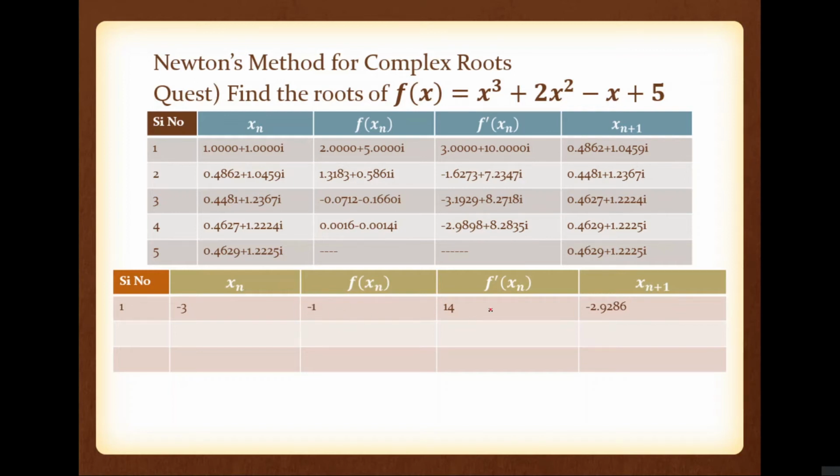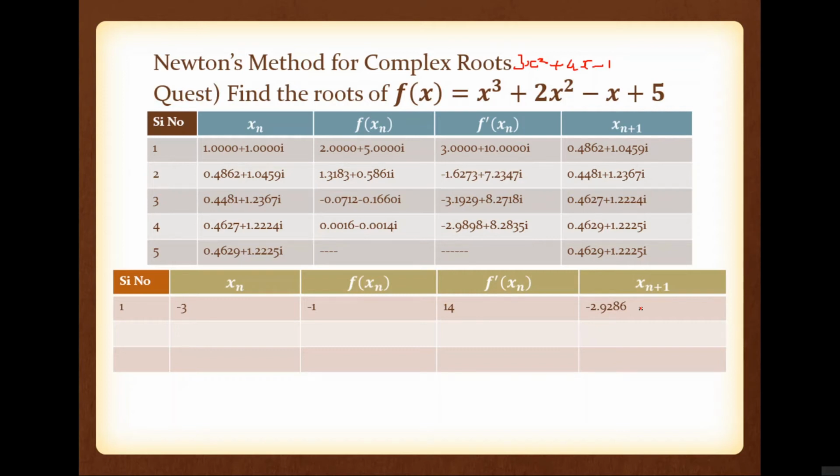And what about f dash of xn? Please remember, f dash of xn is 3x square plus 4x minus 1. So that is f dash of xn. So if you are substituting minus 3 into this equation, it will become plus 14. Okay. So what about xn plus 1? Xn plus 1 is xn minus f of xn divided by f dash of xn, that is minus 3 minus minus 1 by 14. So we have minus 2.9286. So after first iteration, the value of x is minus 2.9286.